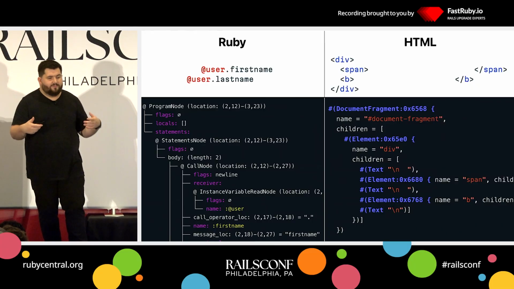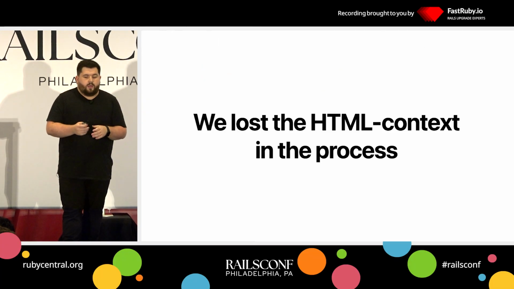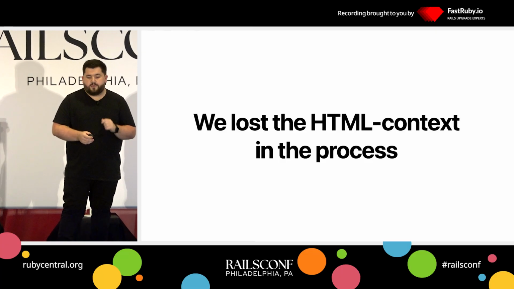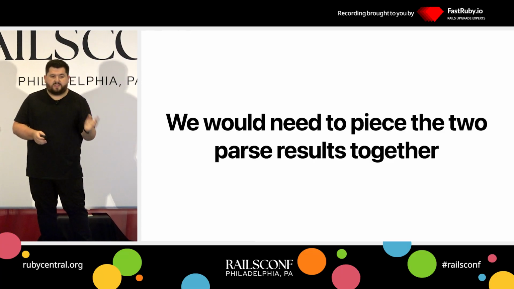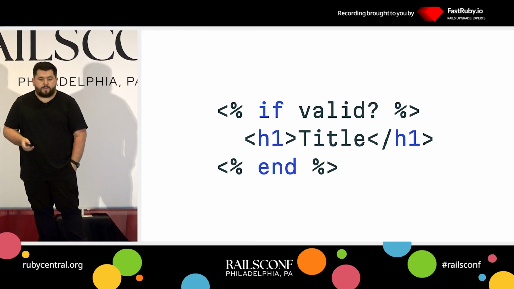But now we have two results which we cannot really piece back together anymore. So we lost the HTML context where we were interpolating, which doesn't really help. So even if we could piece them together, we wouldn't really be able to allow or control these edge cases. And that's important, for example, here.